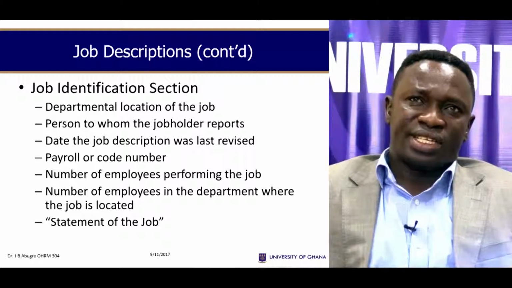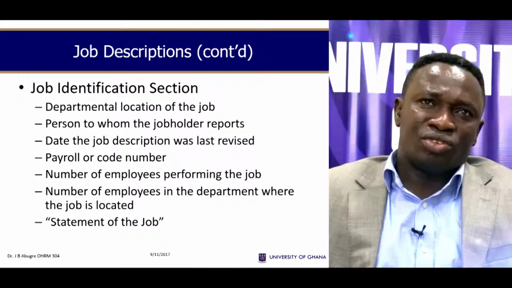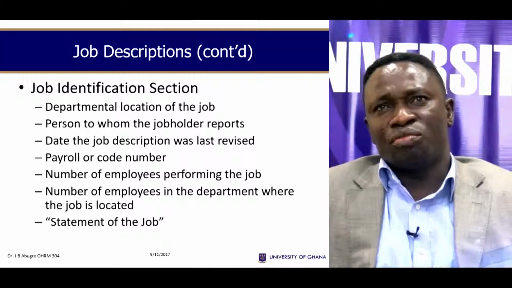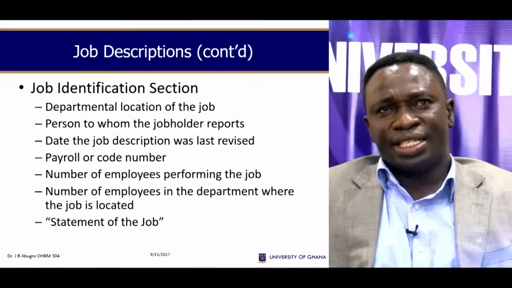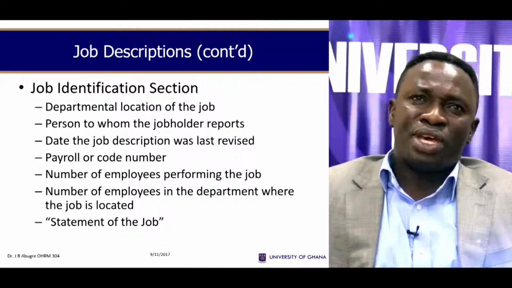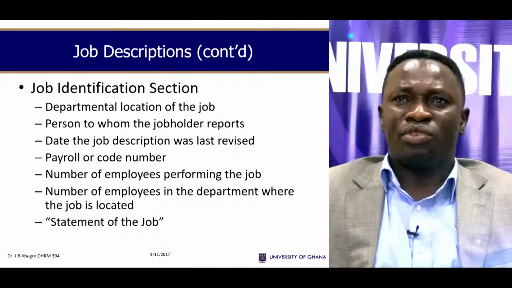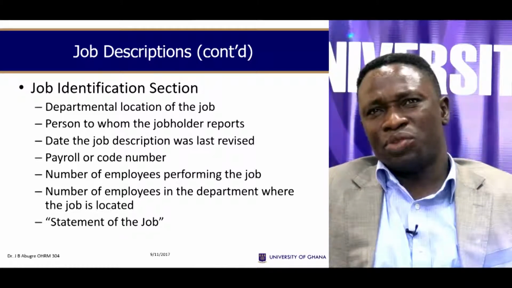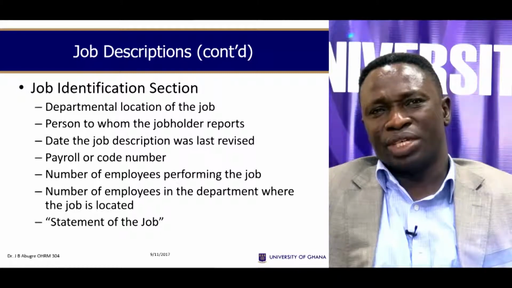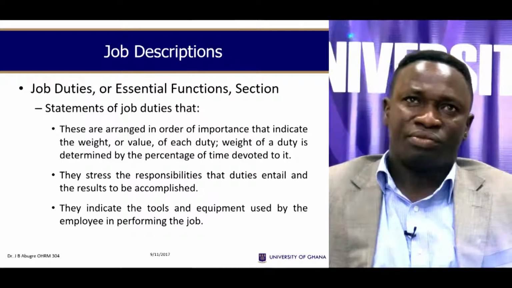Job identification and its sections. This will include the departmental location of the job, the person to whom the job holder reports, and the date the job description was last revised. It will also define payroll or code numbers. It also deals with the number of employees performing the job, and the number of employees in the department where the job is located. It also talks about the statement of the job.